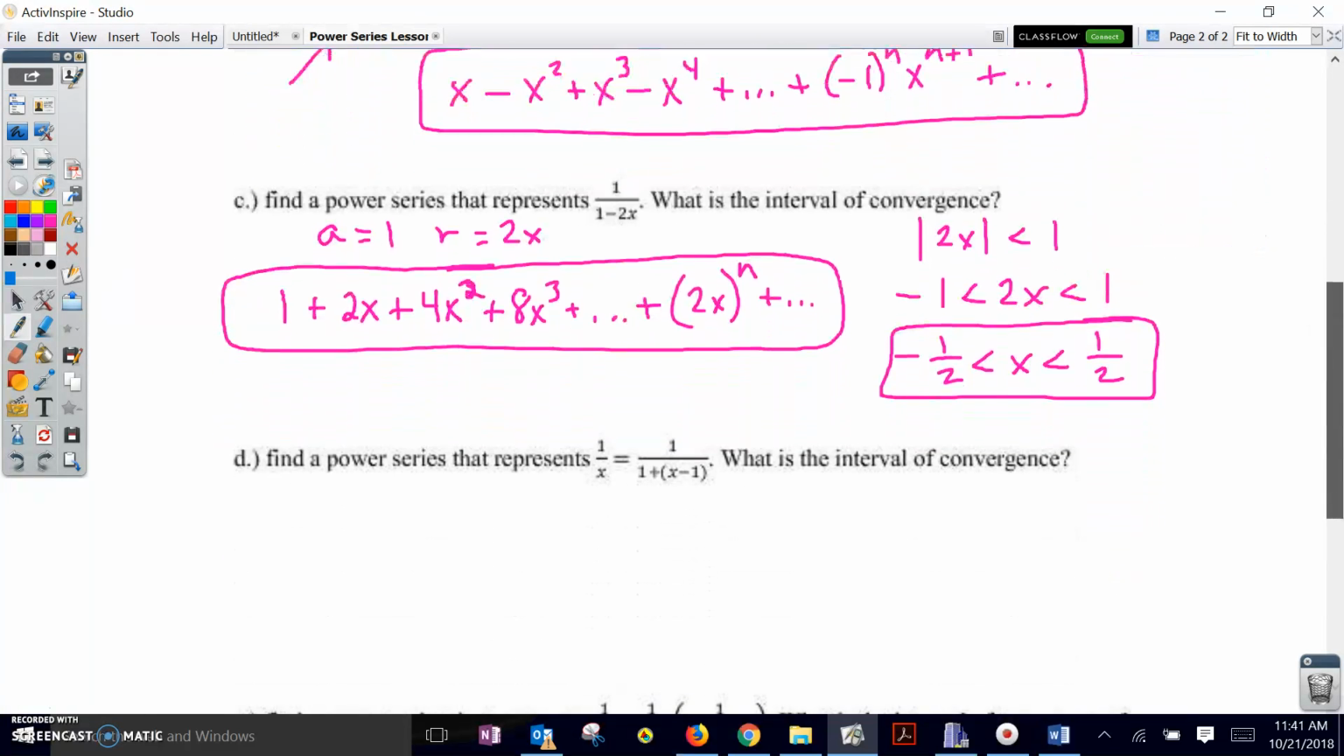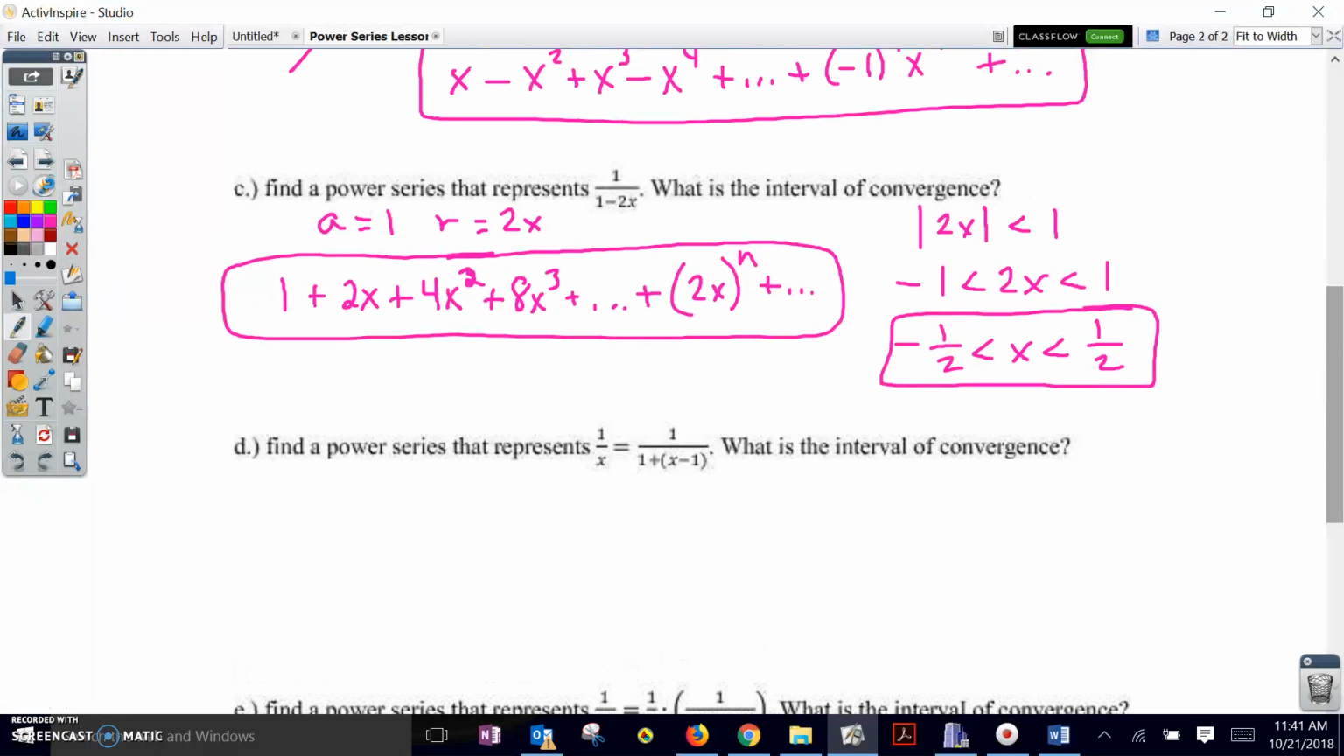Alright, let's go on to part D. Find a power series that represents 1 over x. And in order to make this easier on ourselves, we rewrite 1 over x as 1 over the quantity 1 plus x minus 1. I'll do a over 1 minus r again to do this one. A is equal to 1. R is equal to the opposite of the quantity x minus 1.